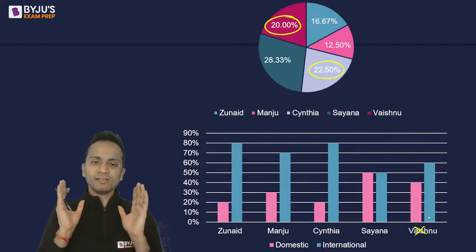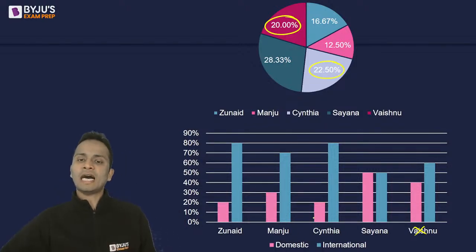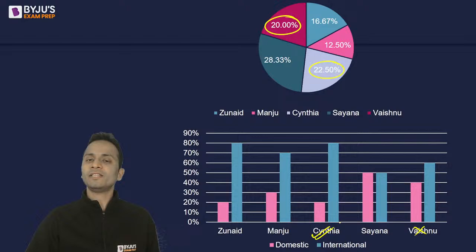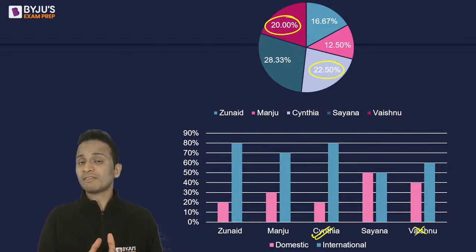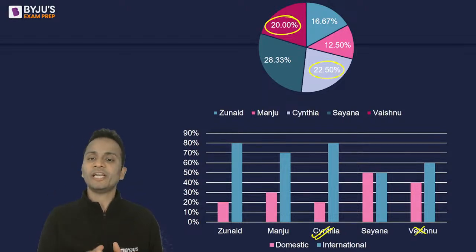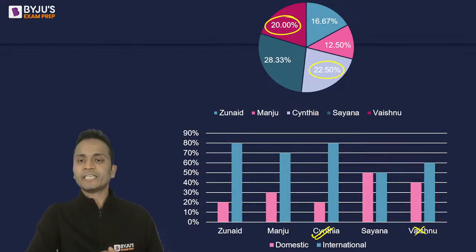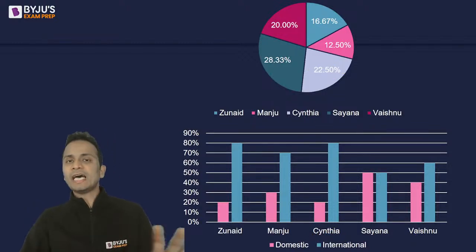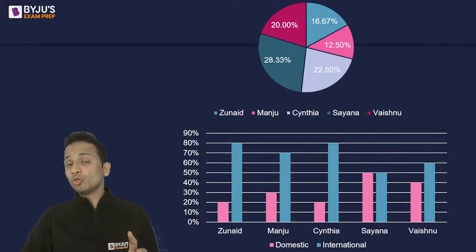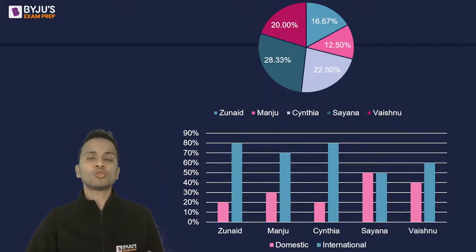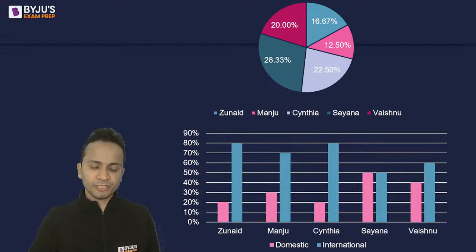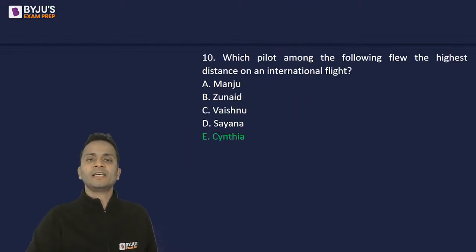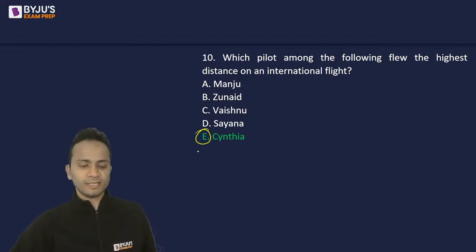So after comparing Cynthia with all of them, I can say that Cynthia must have covered the maximum distance internationally. So yes, the correct answer is Cynthia. Okay. Now I have given you the entire explanation. Probably some portion of it might be utilized to solve some other cases, some other questions. It will be helpful in the examination. So the correct answer here is option E, that is Cynthia.